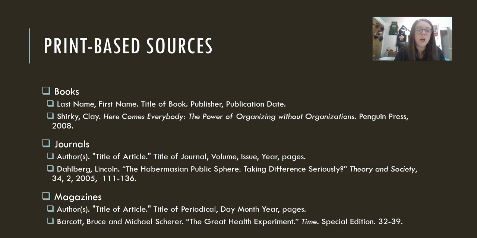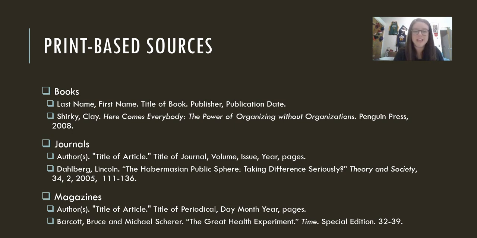We see a similar pattern with journals as well. So we've got the author or authors, and then we do it by last name, then first name. Then we've got the title of the article encased in quotations, and then the title of the journal, and that should be italicized. A comma, volume number, comma, issue, comma, year, comma, pages, period.